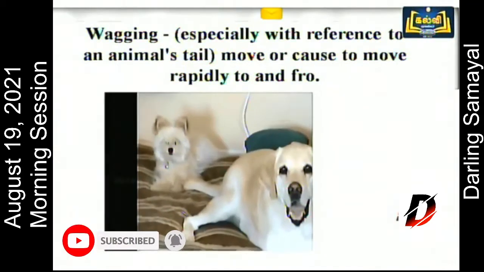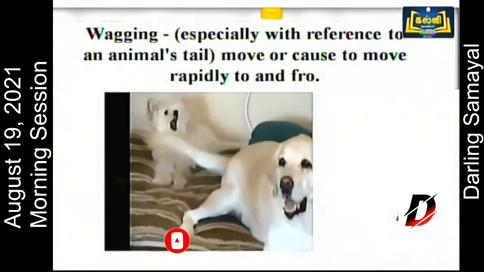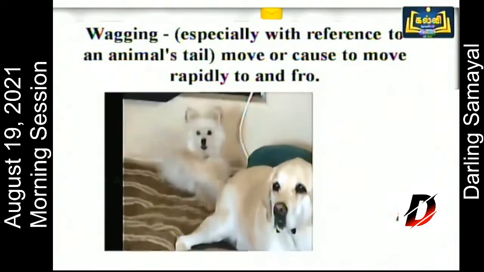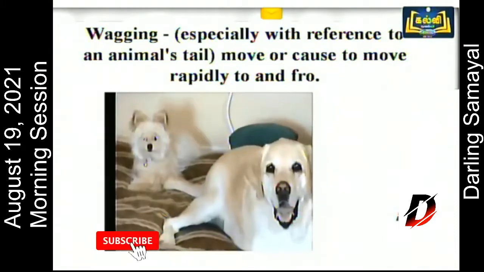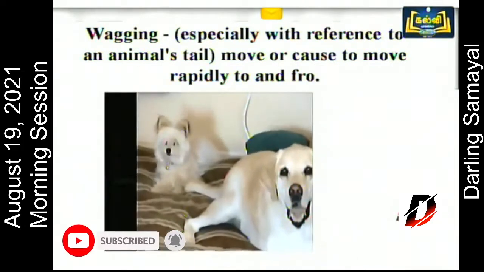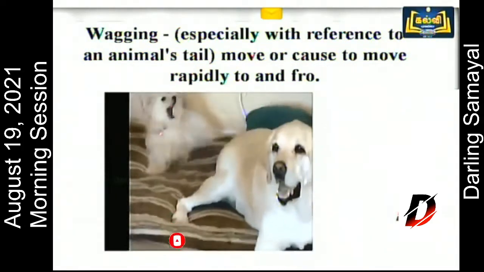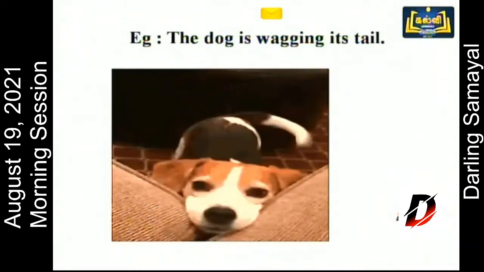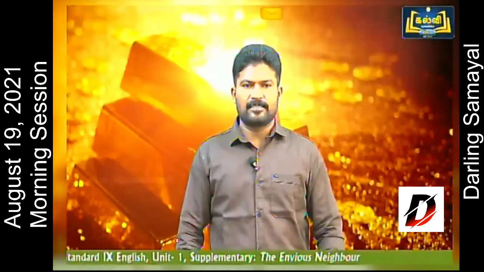Wagging, especially with reference to an animal's tail, move or cause to move rapidly to and fro. Wagging in Tamil, if you say vaalaatudal, so that is the thing. Here a dog is shaking his tail. Example, the dog is wagging its tail. Wagging is it's moving from here and there.